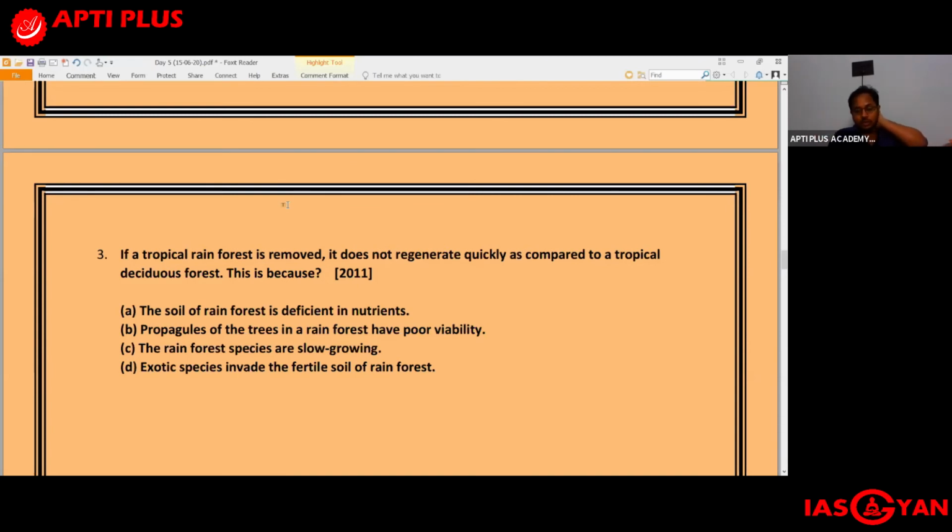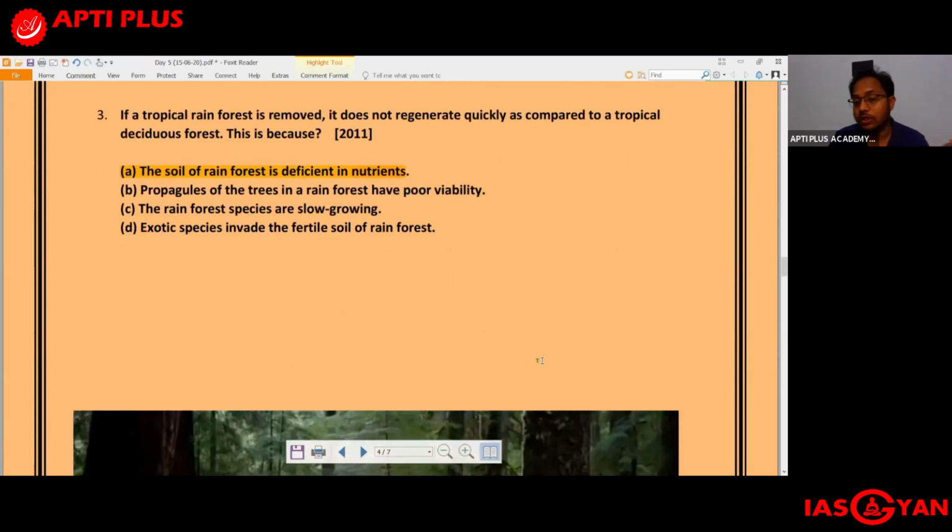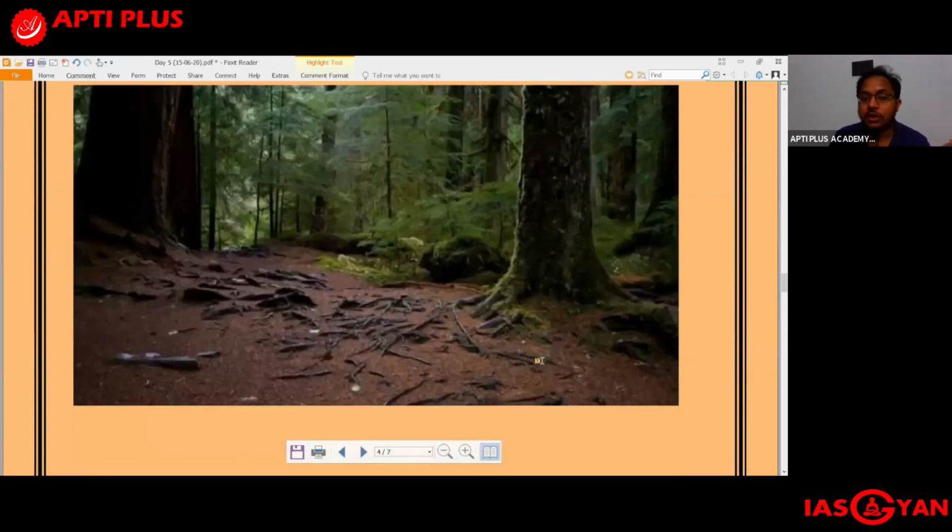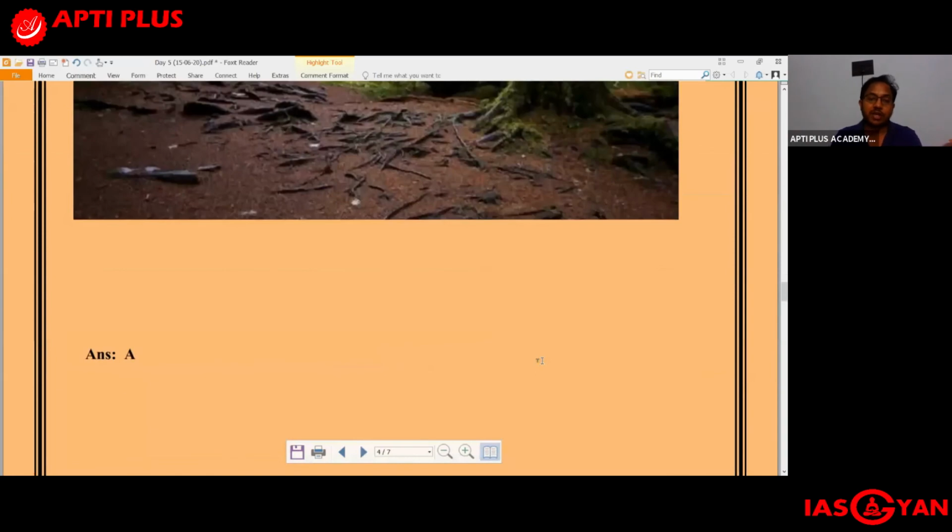This particular process is called leaching. The loss of nutrients due to leaching is what is called eluviation, which takes place in the upper layer of the soil, also the topsoil layers. So the first statement is actually correct. The soil of the rainforest is actually deficient in nutrients, though it looks very rich. Answer should be A.